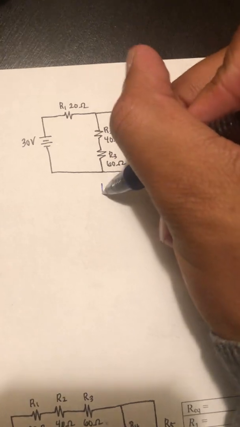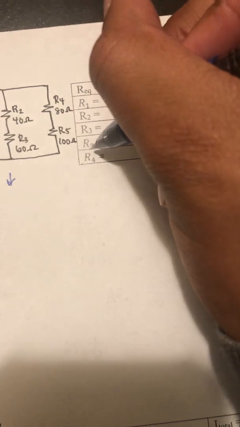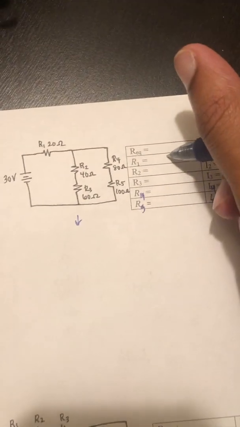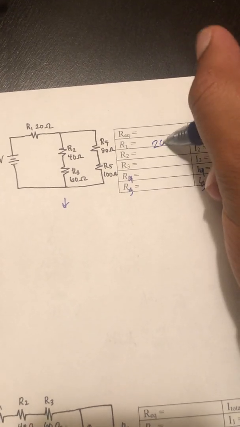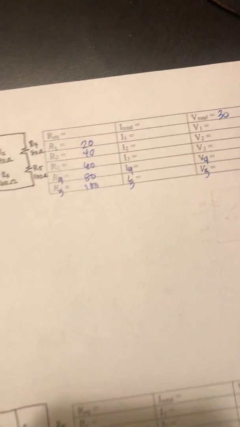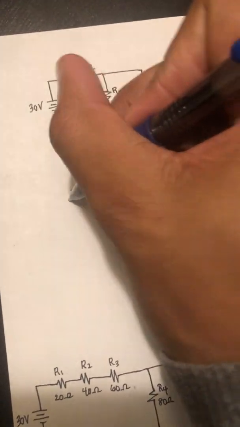All right, moving on to number 3. This circuit. First thing first, let me just add everything in my chart. 20, 40, 60, 80, 100. Total voltage is 30. Boom. All right. So, find REQ.